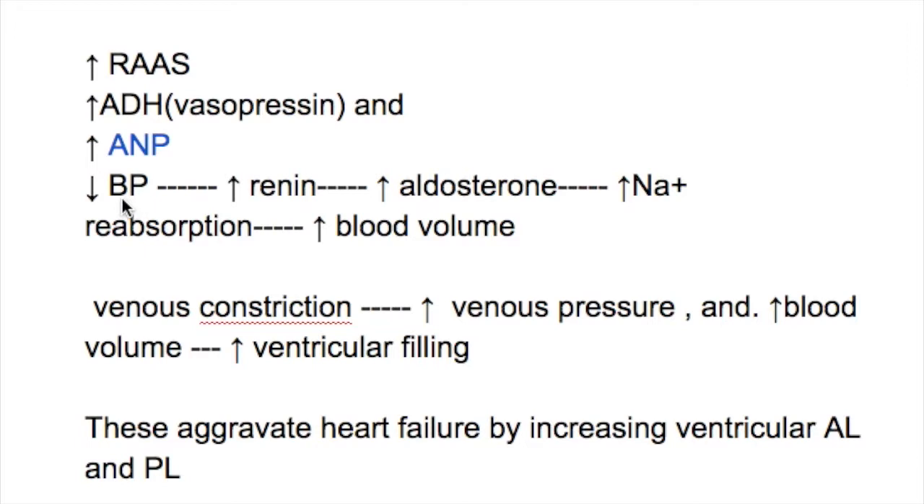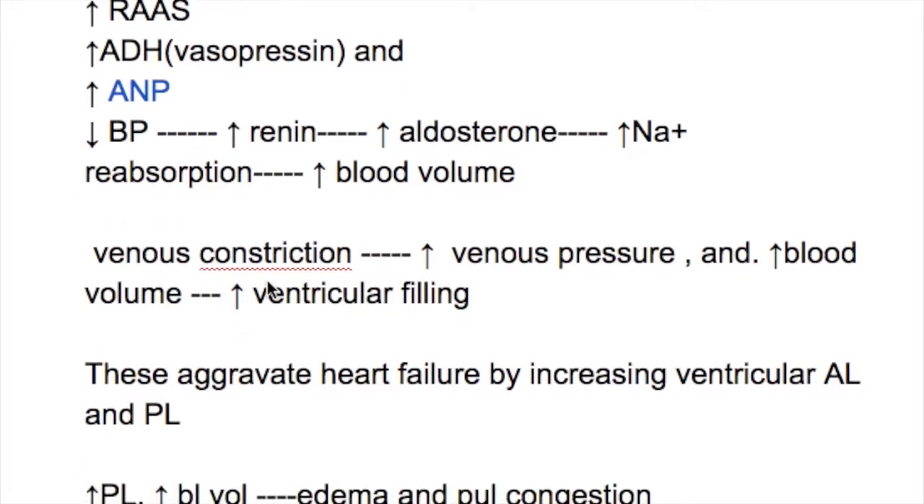The decrease in blood pressure leads to increase in renin secretion from JG cells. That increases the aldosterone, causes vasoconstriction, and aldosterone also causes increase in sodium reabsorption from the renal tubules and increase in the blood volume. The venous constriction leads to increased venous pressure, increase in blood volume, increase in ventricular filling, increase in venous return. That leads to increase in preload.